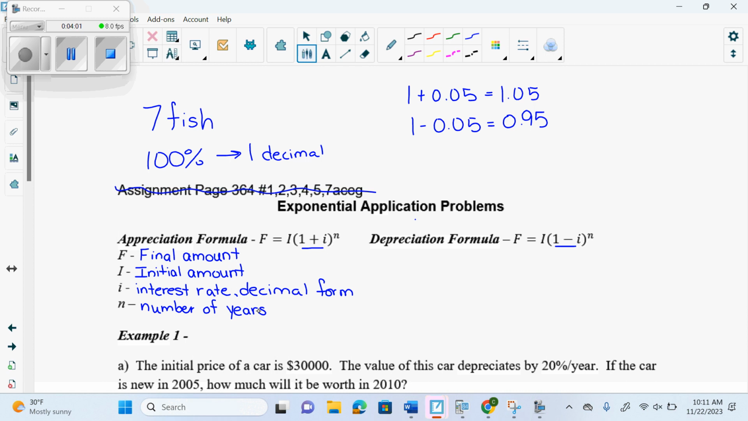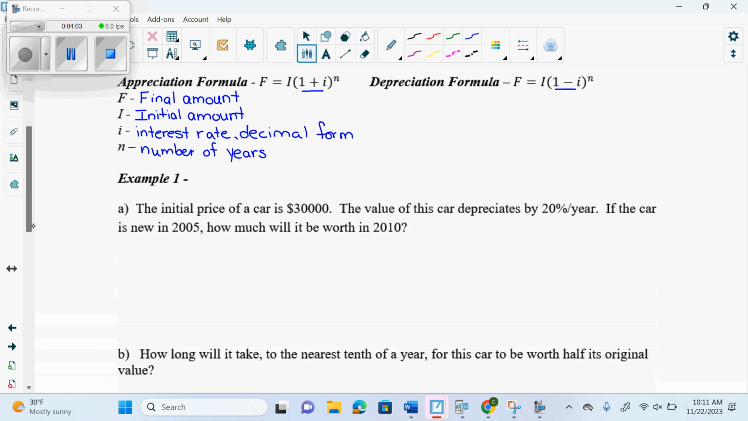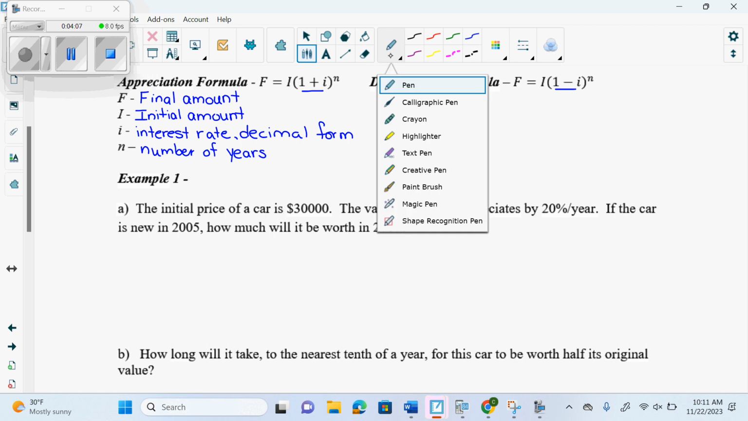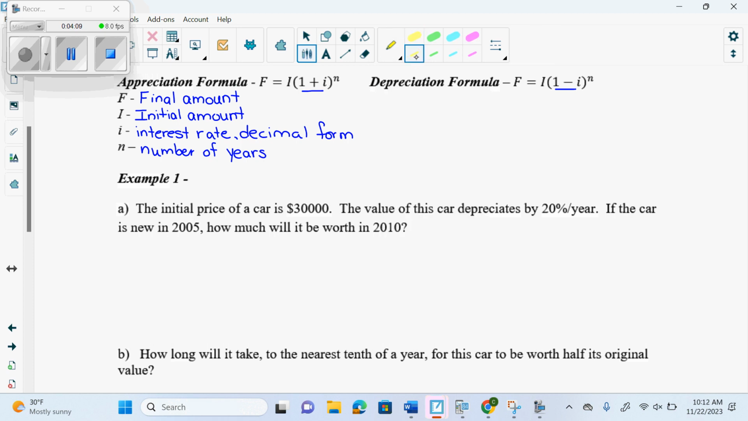So let's look at this question. It says the initial price of the car is $30,000. So what letter variable does that give me? Yeah, capital I is 30,000. And we always state our knowns, just like you do in physics, chemistry. The value of the car depreciates. So what does that tell me? I'm going to have to use the minus formula. I'm going to go 1 minus.